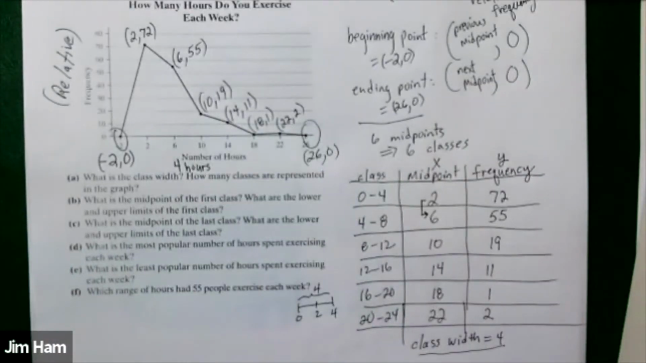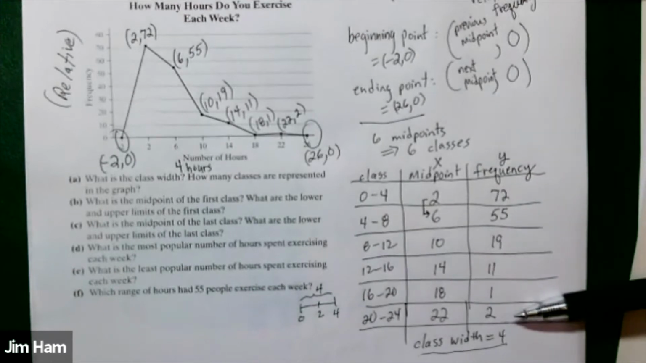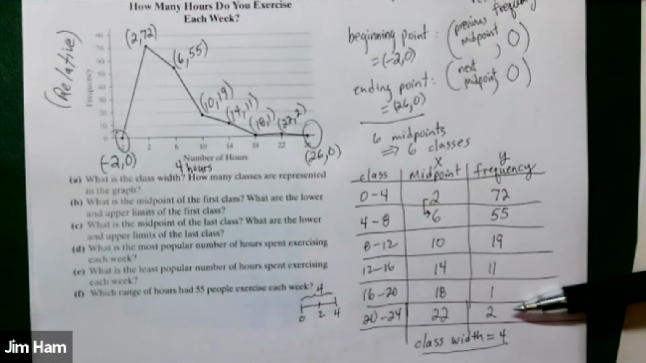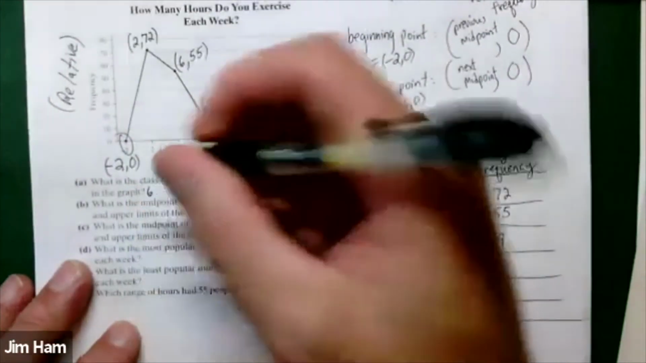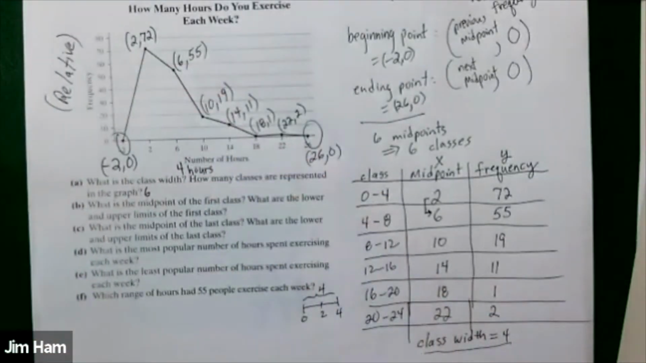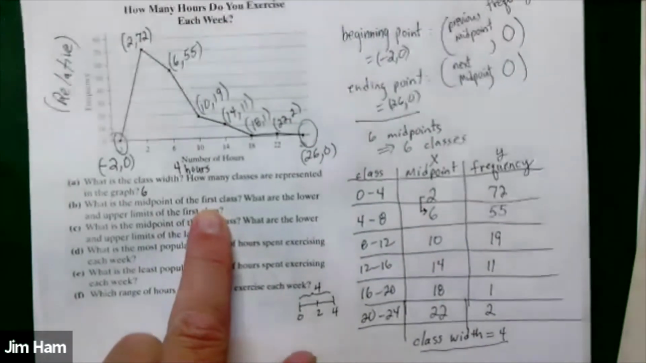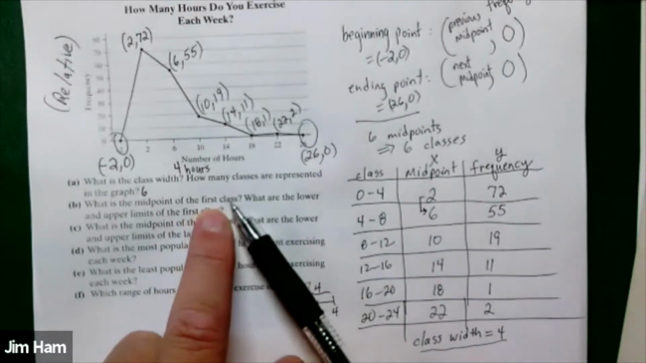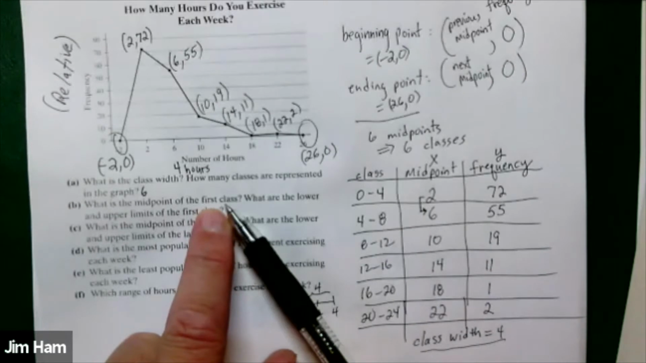How many classes are represented? You can see that by looking in the table for the number of rows, 6 there. You can also see it in the midpoints. Not the first, not the last, but the 6 in the middle. What is the midpoint of the first class? See, it's unclear. If you look at the graph, it's harder to read, harder to interpret what the midpoint of the first class is.